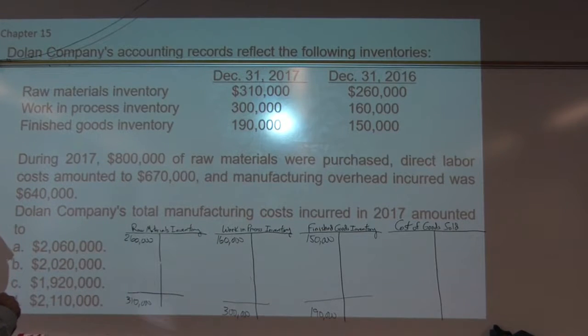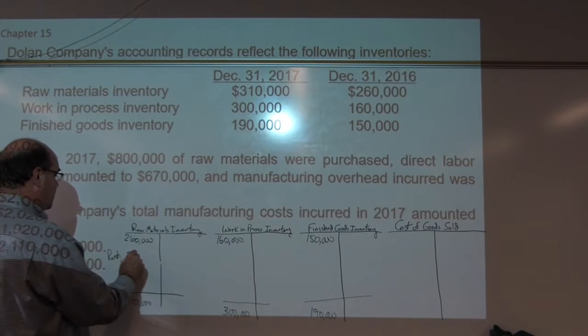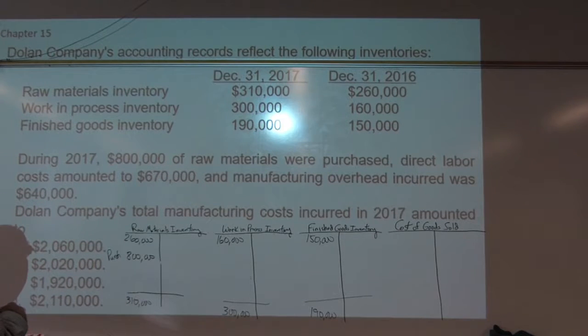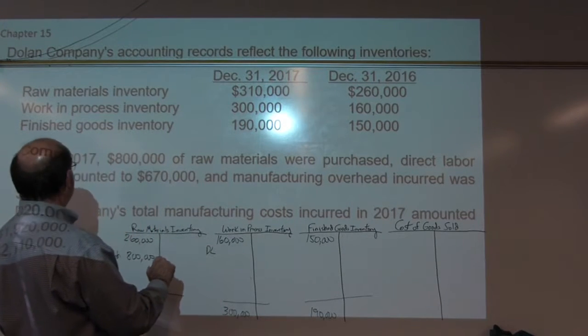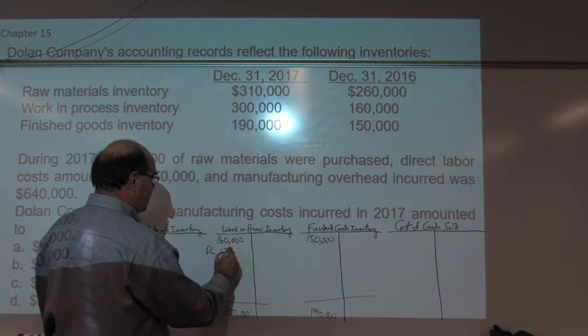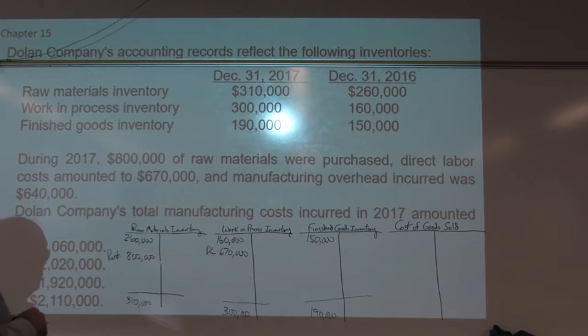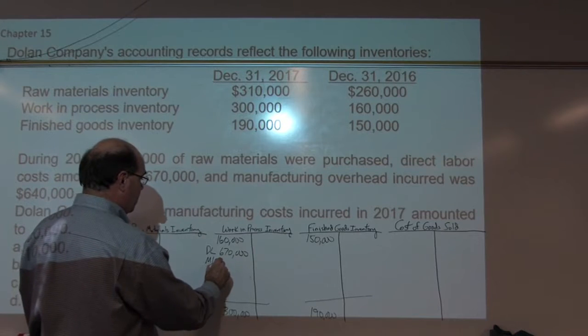So it says during 2017, $800,000 of raw materials were purchased. Okay, it doesn't say it was used, that's what was purchased. So I'm going to put that over here for my purchases, $800,000, because when it's purchased, materials comes into raw materials inventory until it's used. Direct labor cost amounted to $670,000. Well, my direct labor costs get recorded directly to my work in process, so I'm going to put DL, direct labor, 670, and that's going to be debited there to show that went in. And my manufacturing overhead incurred, or how much I spent, was $640,000.